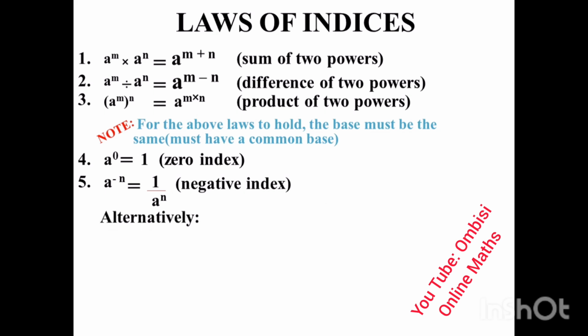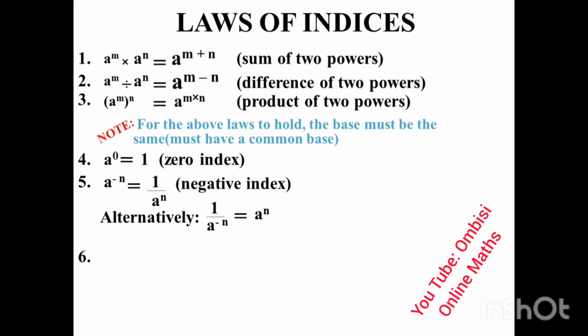Let us look at an alternative form of law number 5. Alternatively, if you have 1 over a number a raised to negative n, it is the same as a raised to the power of n. So there's an alternative form of the negative index law rule. That is law number 5.